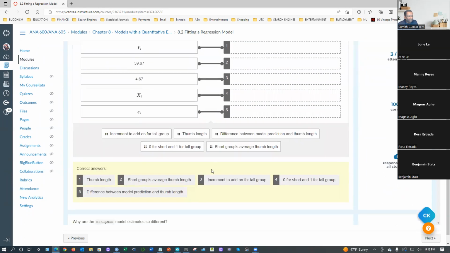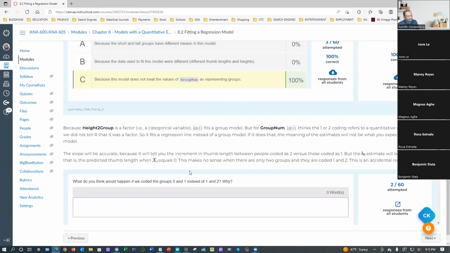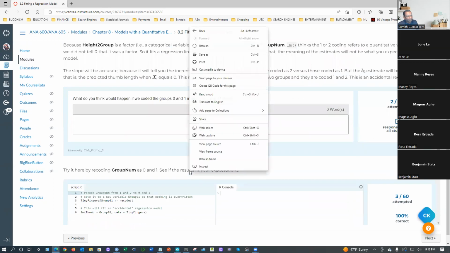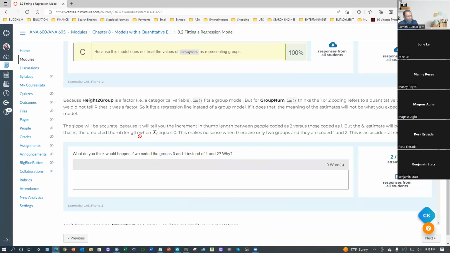And the increment is added for the tall group: 0 for short and 1 for tall, and the difference between model prediction and thumb length. See, the model estimate is so different because the model does not treat the values of group num as representing groups. It's not groups. It thinks it is a number. These are numbers.